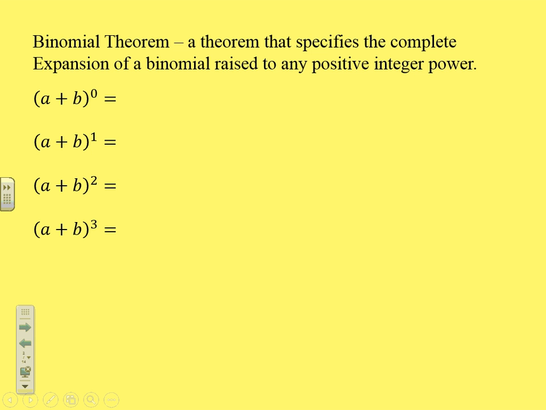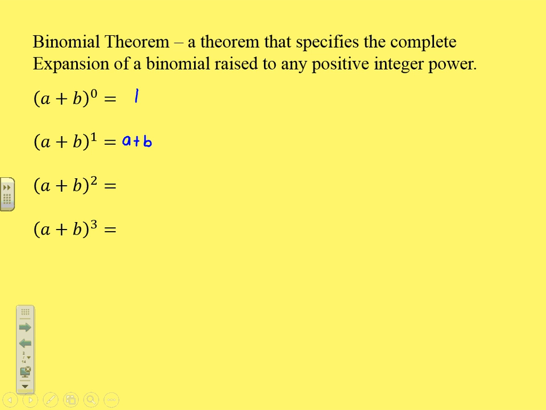A binomial a plus b raised to the 0 power, anything raised to the 0 power is just 1. I know 0 isn't positive, but it is an integer, and it's the smallest one that we can start with. So a plus b to the first power, anything raised to the first power is itself, so that would just be a plus b.